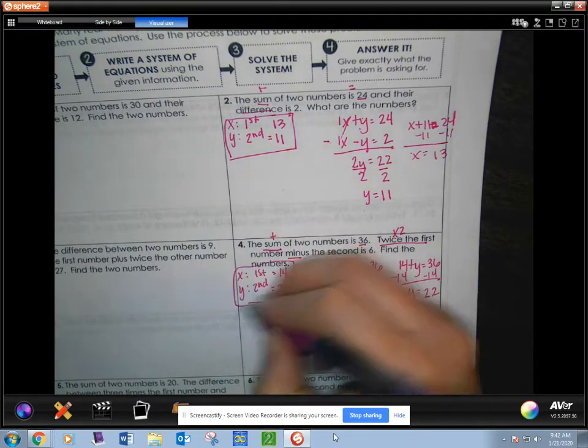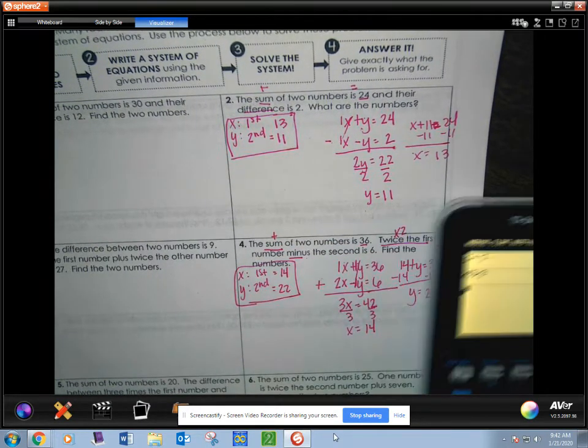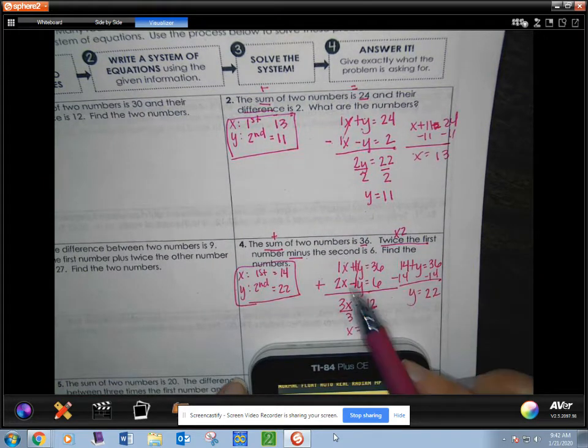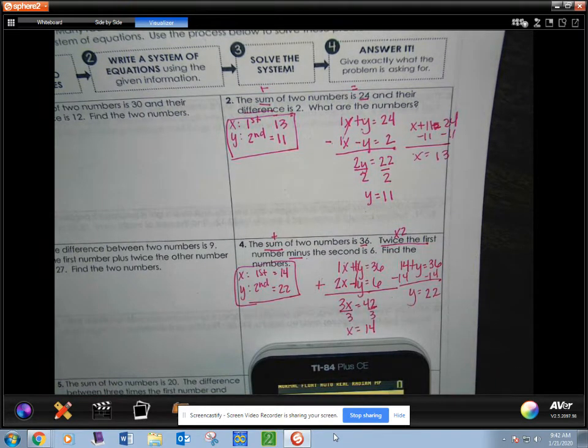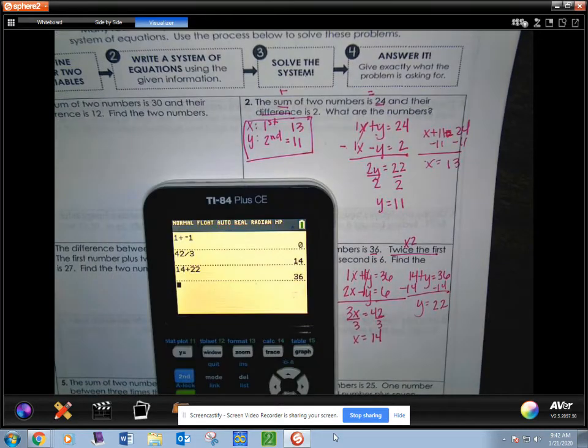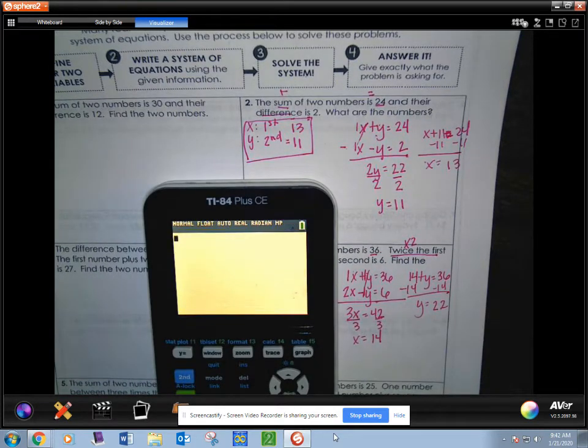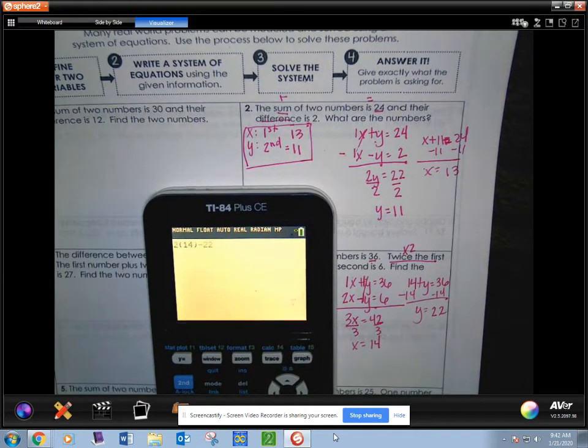Okay, I'm going to box that so I know it's my answer, and then I'm going to check my answers. If I do x plus y, 14 plus 22, I should get 36, which I did. And then I'm going to do 2 times 14, because 2x, minus 22 because of y, and I should get 6, which I did.